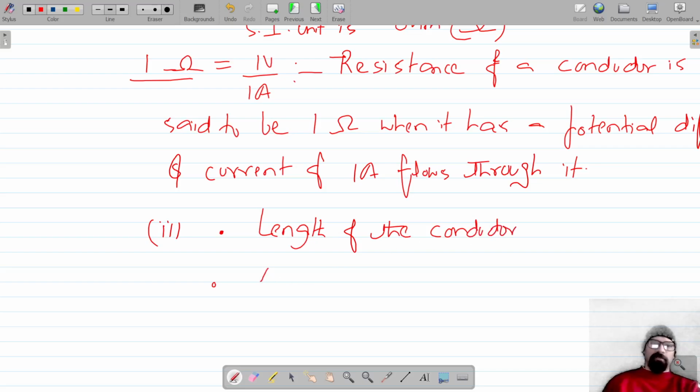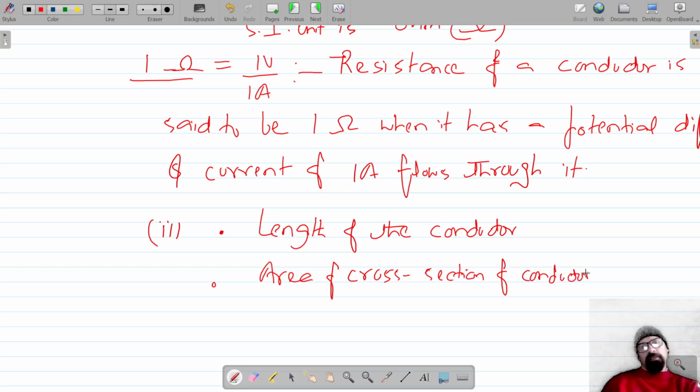So length of conductor and area of cross section of conductor. So I can also write that area of cross section of conductor, and we can say the resistance is directly proportional to L, and the resistance is inversely proportional to the area of cross section of the conductor. So these are the two factors.